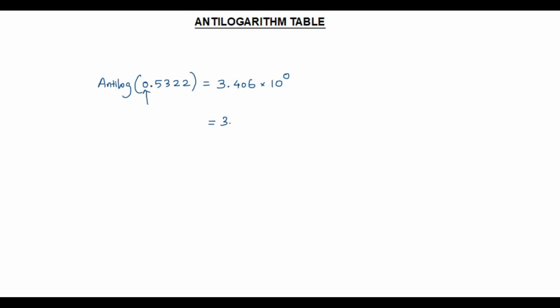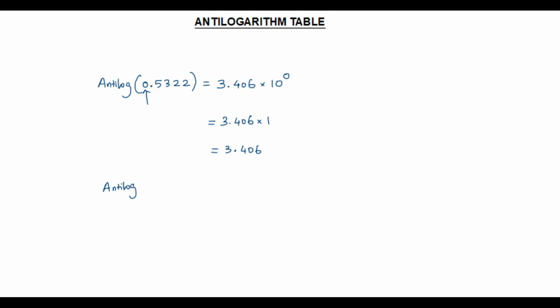So 3.406 times the value of 10 to the power of 0, which is just 1, because anything to the power of 0 is equal to 1. So 3.406 times 1 is 3.406. So the antilog of 0.5322 is 3.406. Okay, let's look at the next example.